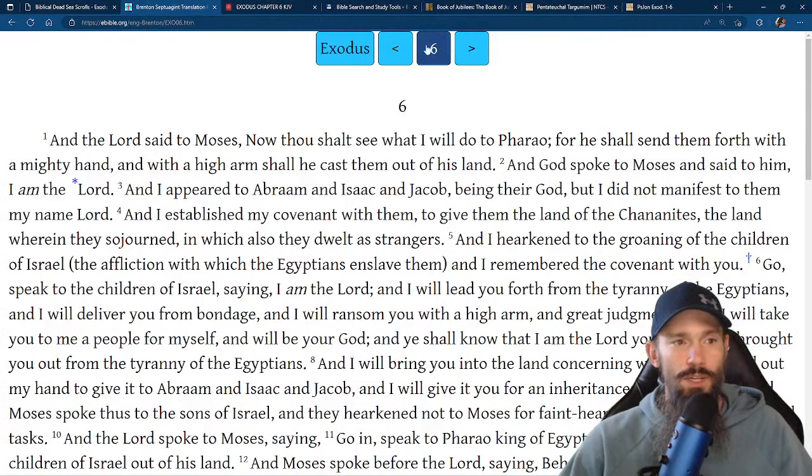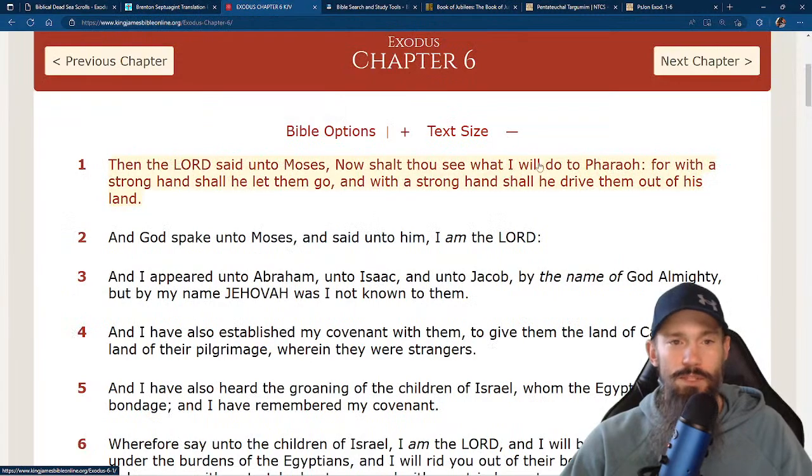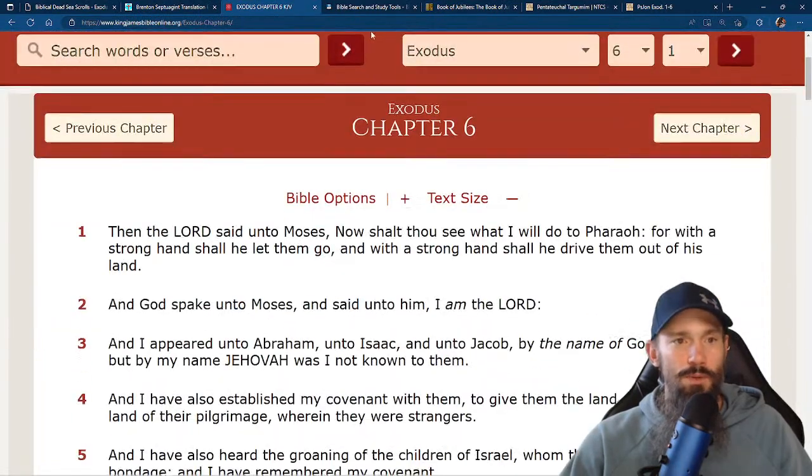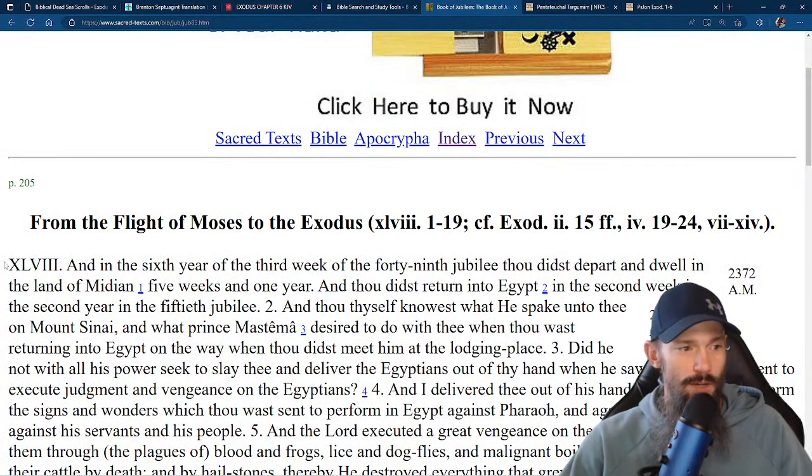I got this Brenton Septuagint pulled up here. It's got a lot of things that match the scrolls that are for some reason missing in the King James. I got the King James pulled up, Blue Letter Bible, Jubilees for comparison, also found in the Dead Sea Scrolls. This is quoted by Genesis. Jubilees is Torah written by Moses.